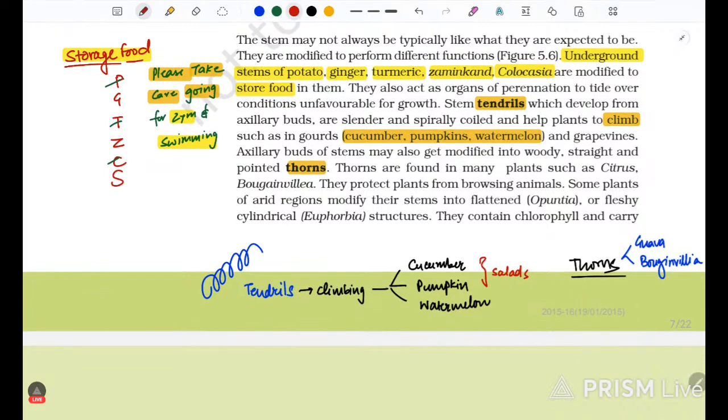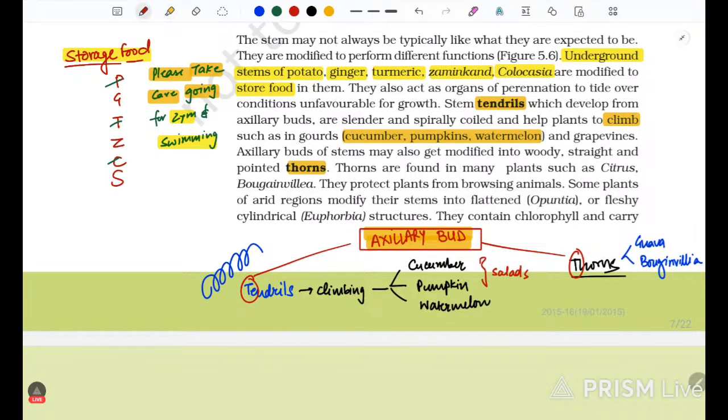Okay, now the one important part: T for tendrils and T for thorns. Both of them are going to develop from the axillary bud. They are going to grow from where? These are going to grow from the axillary bud. This is something which is important.